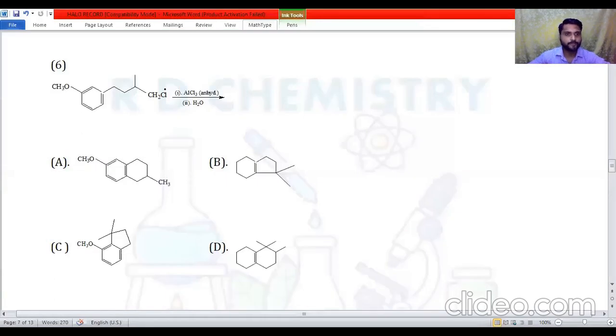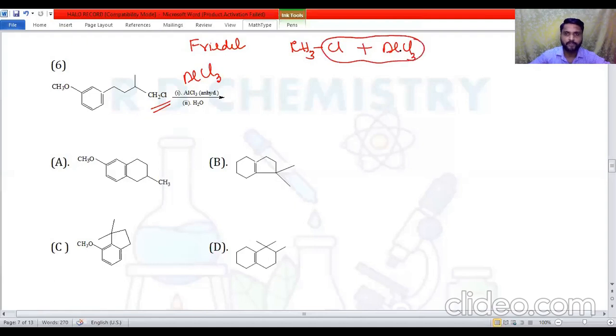Question number 6. There is a halo compound treated with anhydrous aluminium chloride. Remember, aluminium chloride is used in the Friedel-Crafts reaction. Suppose I write CH3Cl and treat it with aluminium chloride. What will happen? Aluminium chloride, being a Lewis acid, can take up the chlorine atom and give the CH3 plus carbocation and AlCl4 minus, which is studied in the mechanism for benzene alkylation and acylation reactions.